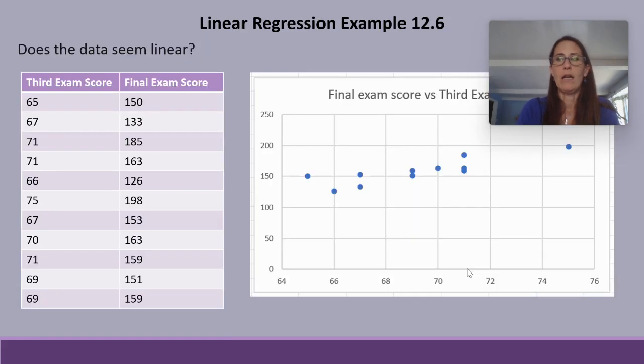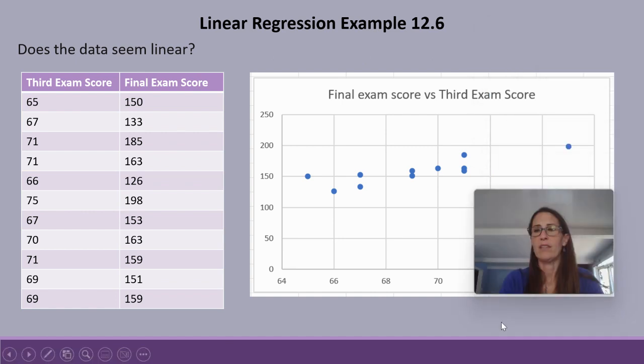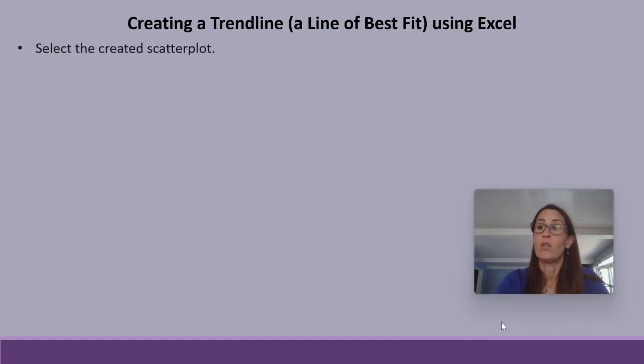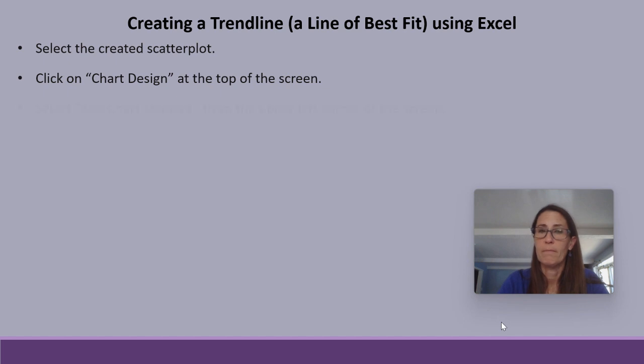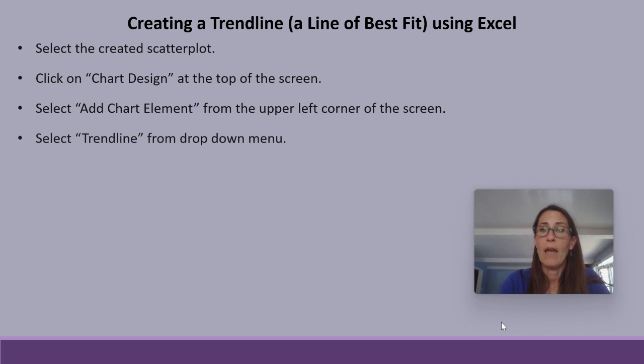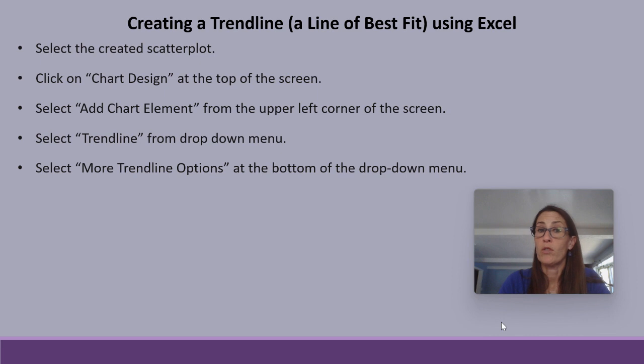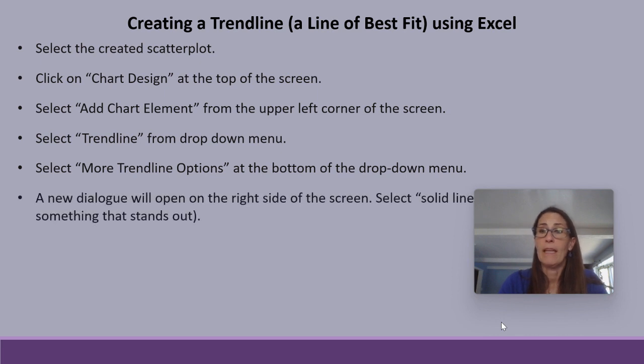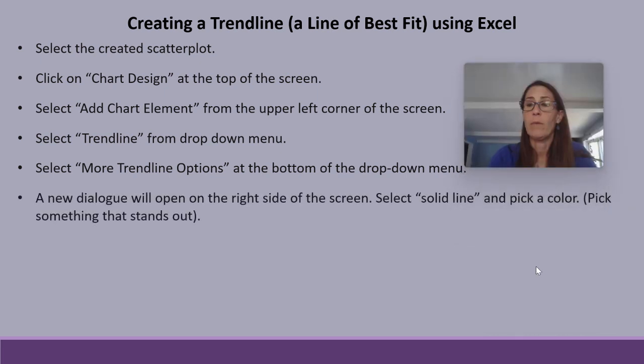So here it is after we did the scatter plot in Excel. We've already done that, so we know that it looks linear. So we added the trend line. We selected the scatter plot that we created. We clicked on chart design at the top of the screen. We added the chart element from the upper left corner, and we chose trend line from the drop-down menu. We selected more trend line options at the bottom, and we chose solid line, and we picked a color, something that stands out. We chose red.